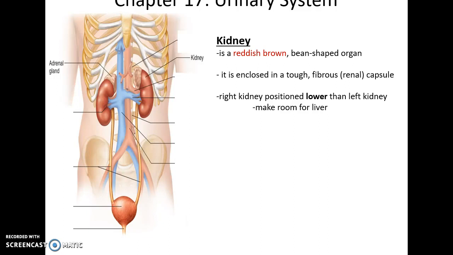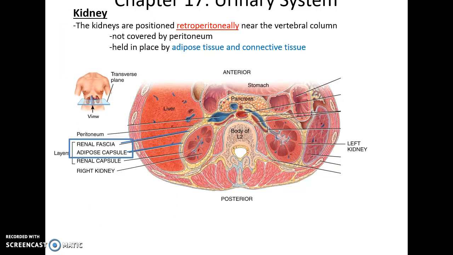And it turns out the right kidney is a little lower than the left kidney because of the liver. The kidneys are considered retroperitoneal. They are not surrounded by the peritoneum. Instead, they are attached directly to the posterior wall of the abdomen by connective tissue and adipose tissue.